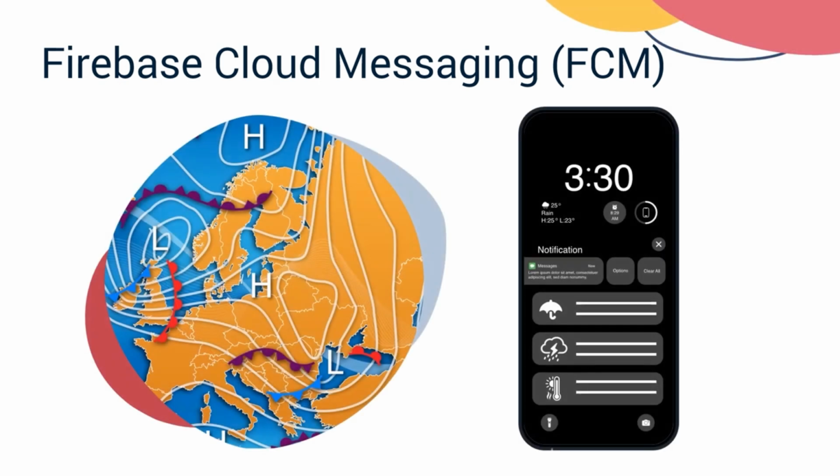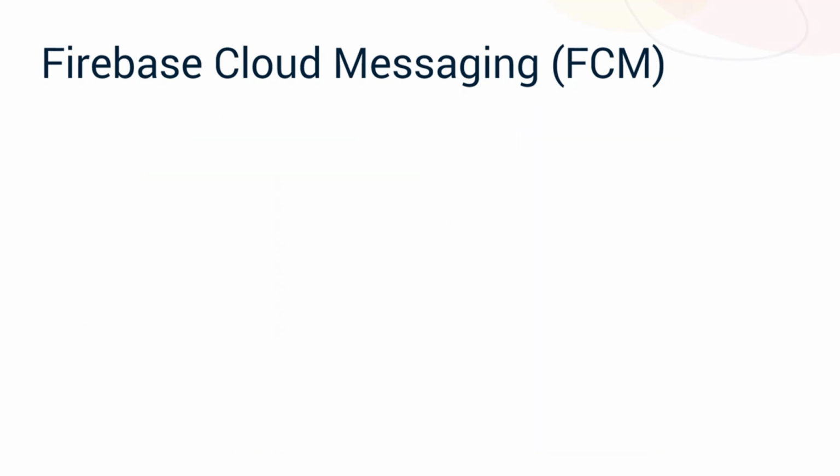Let's look at a real-life example. Imagine a weather app using FCM to send severe weather alerts. When a storm is approaching, the app sends push notifications to users in the affected area, ensuring they are informed and prepared. Developers can easily start using FCM by following 3 steps.